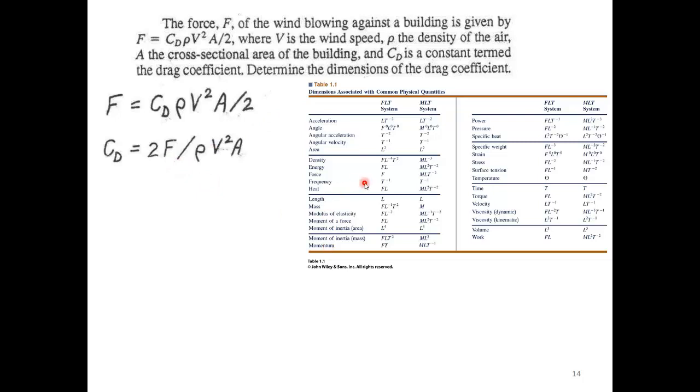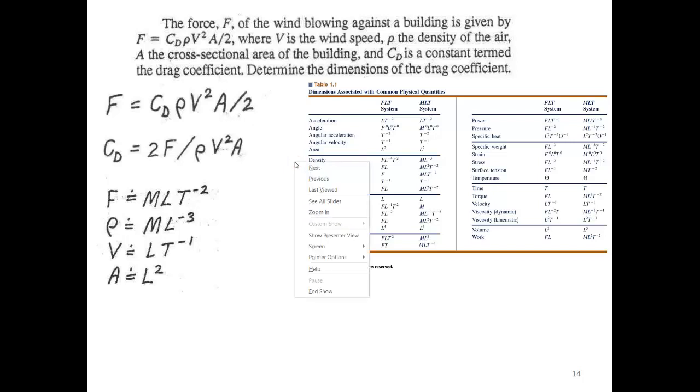So the force is essentially F, or MLT to the minus 2, and the density is mass over volume, so it's ML to the negative 3. It's right here, that's the density. And then we have the velocity, which is distance over time, and if you don't know how to derive it, you can look it up from here, right here.